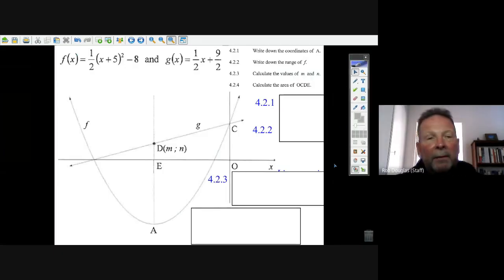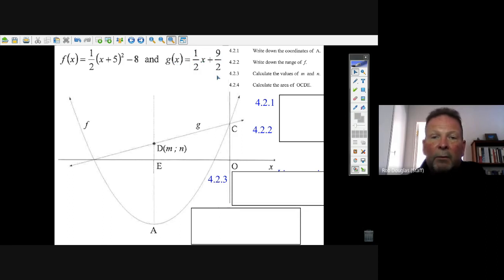We're going to look at the next question, a parabola and a line. And here it is, 4.2. You're given this parabola, y = 1 half (x + 5) squared minus 8. Hey, that's called turning point form. We're actually looking at the turning point when it's in this form. And then a line, y equals 1 half x plus 9 over 2.